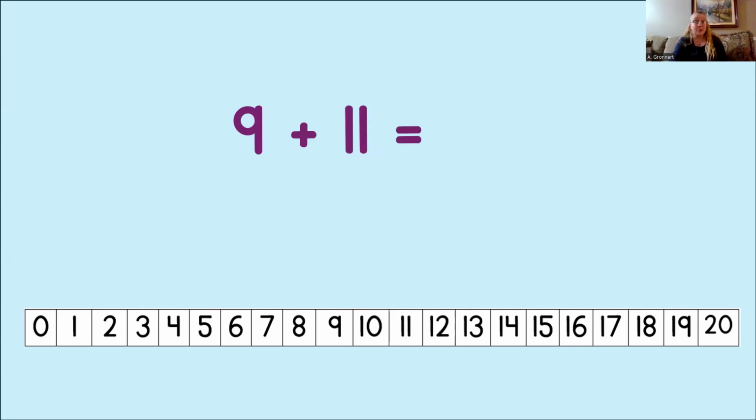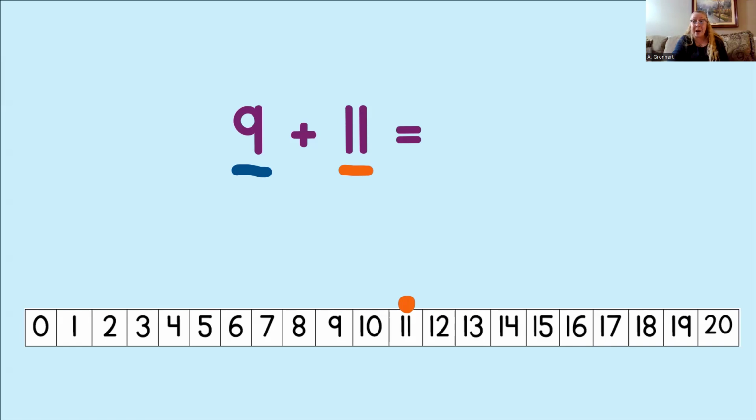Okay, what do we do first? Yes, look at the equation and find the greater of the two addends. What's that number? You got it. It's the number 11. Now, yes, we mark the number line. And we look at the equation, and now we know we need to count on 9 to add.